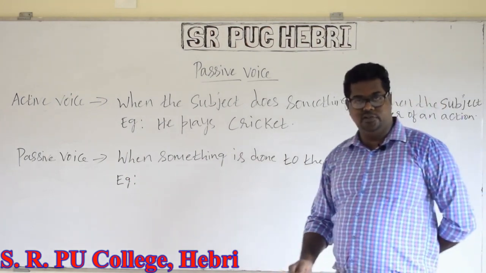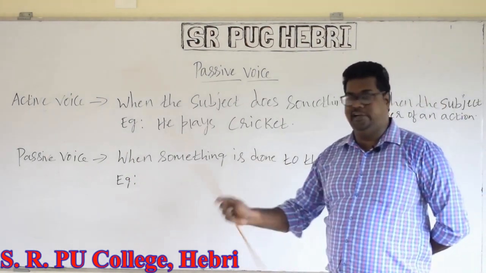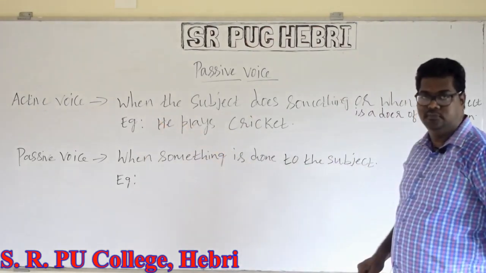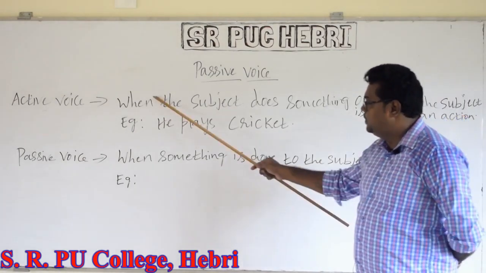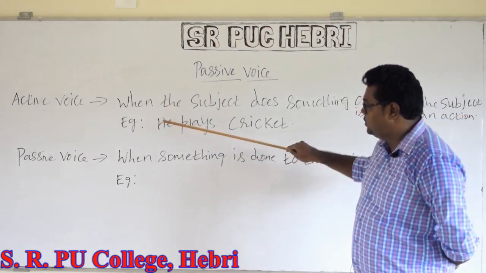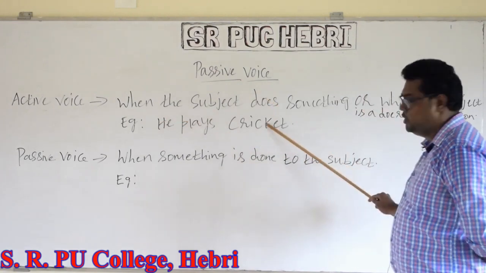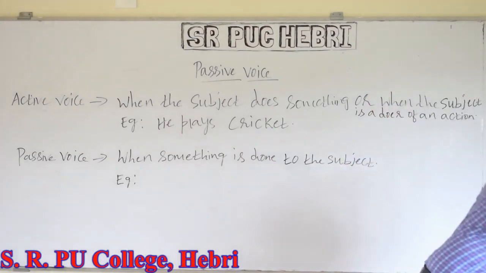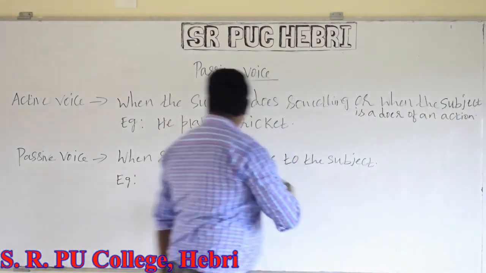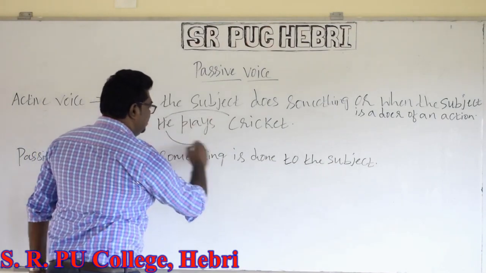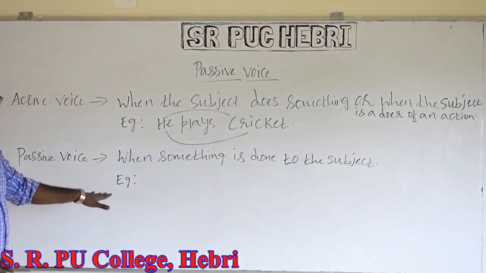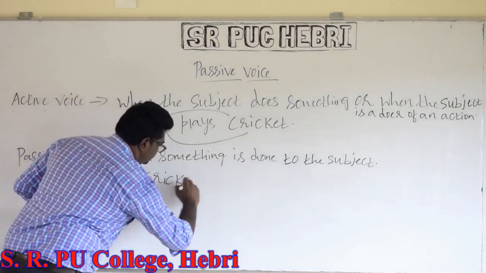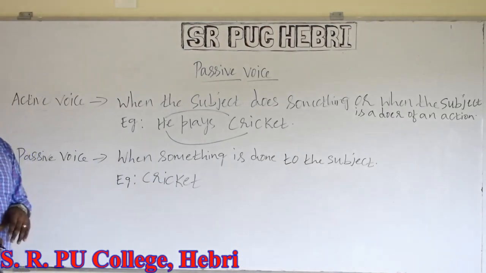Everybody knows that a sentence can be divided into 3 parts: subject, main verb, object. Similarly, while changing a sentence from active to passive voice, we have to interchange the subject he into object and object into subject. So let us apply this rule now. When you interchange subject into object and object into subject, in passive voice, cricket will become the subject. This is the first and foremost rule.